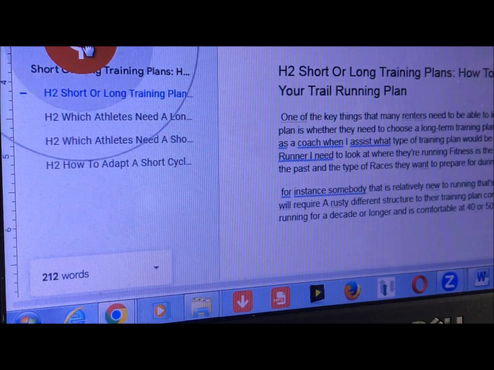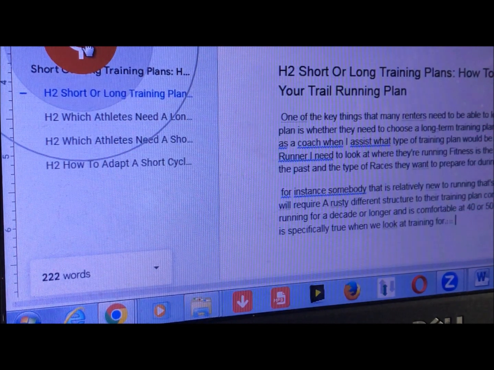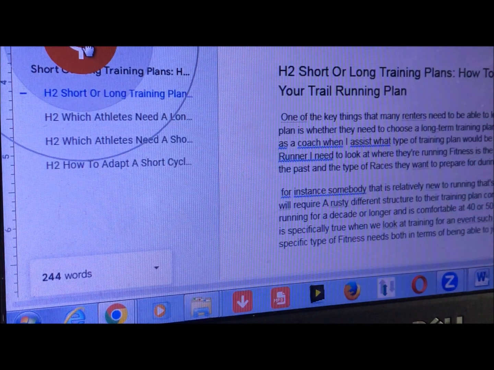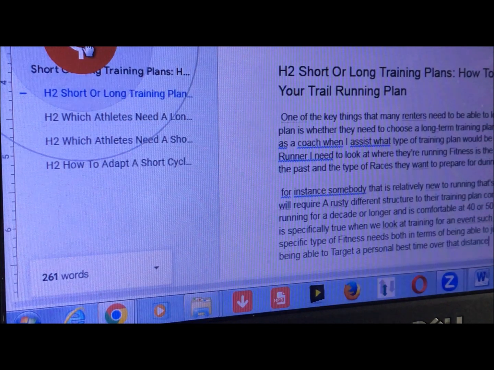New line. This is specifically true when we look at training for an event such as the marathon, which has very specific type of fitness needs, both in terms of being able to just reach the finish line, as well as being able to target a personal best time over that distance. Period.